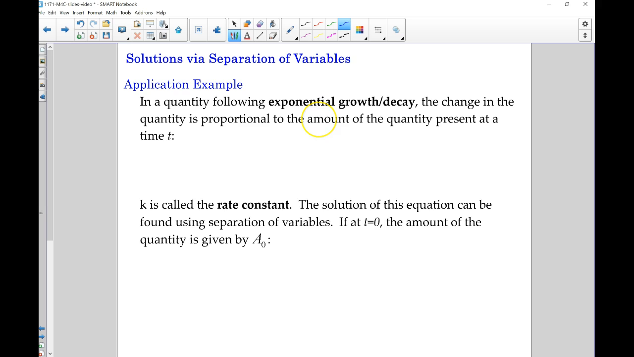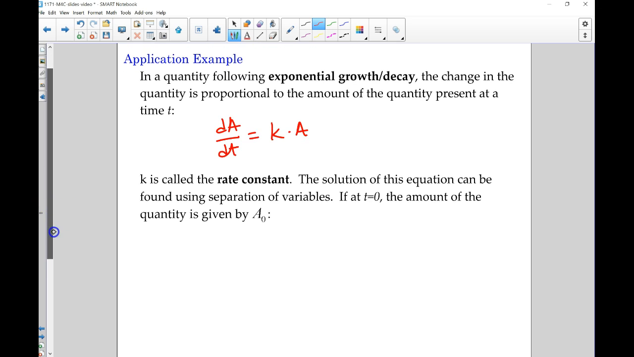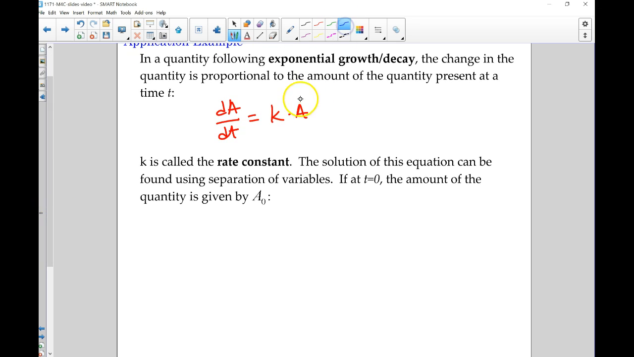Okay, so in the case of exponential growth and decay, we know that the change in the quantity, which I'm going to say is A, due to time, is dA dt, is proportional to the amount of quantity present. So it's proportional, that's my constant of proportionality, k, to the amount present at any time. Okay, now we can actually separate this, right? So I see that there's an A and then there's a t, which I'm going to chunk with a constant.